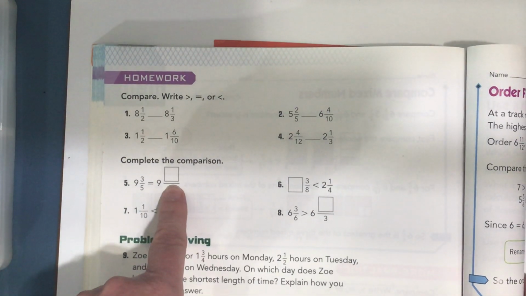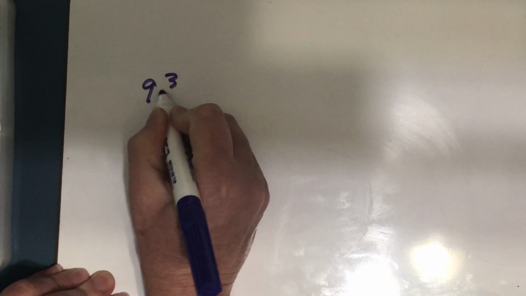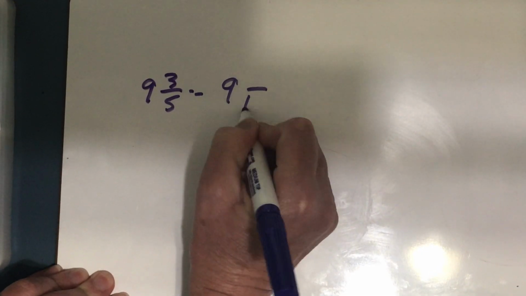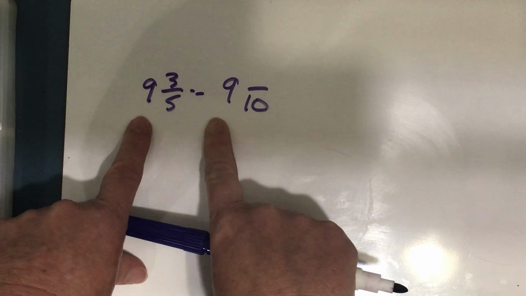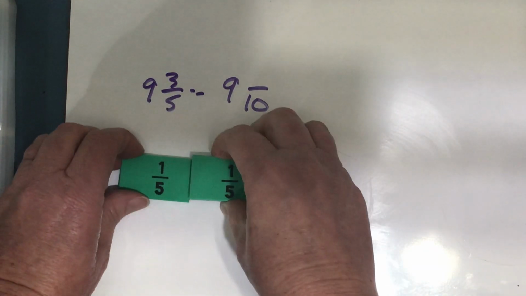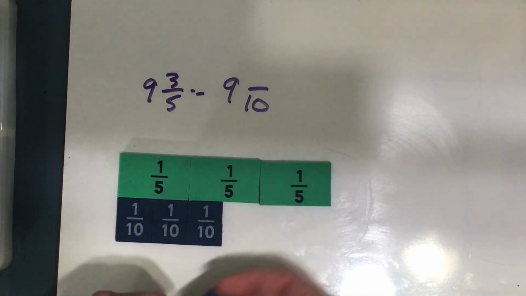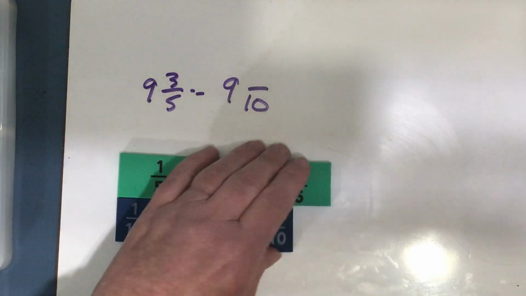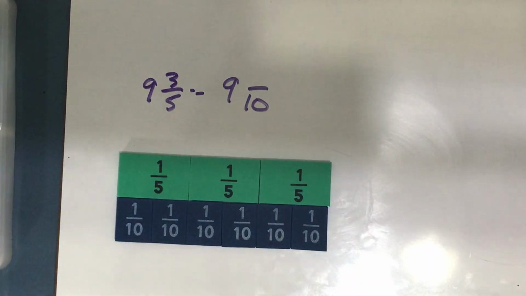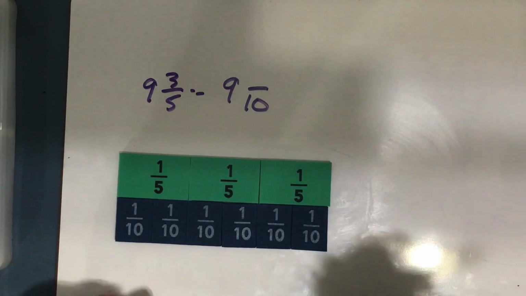It asks you to fill in a numerator. It says 9 3/5 is equal to 9 and how many tenths? So I'm going to write that down. 9 3/5 equals 9 and how many tenths? So I have my whole number is the same, so I just need to figure out 3/5 is equal to how many tenths? So I have my fraction strips here. Here's 3/5, and you can use your fraction strips for this. I'll put down my tenths until they're even. So I can see right there that 3/5 is equivalent to 1, 2, 3, 4, 5, 6 tenths.